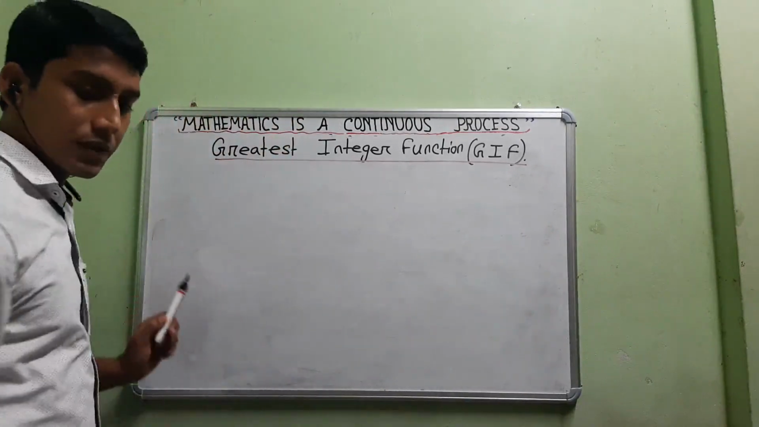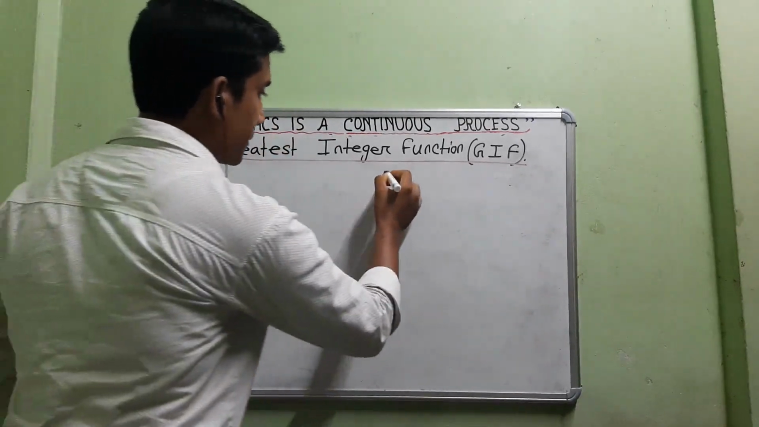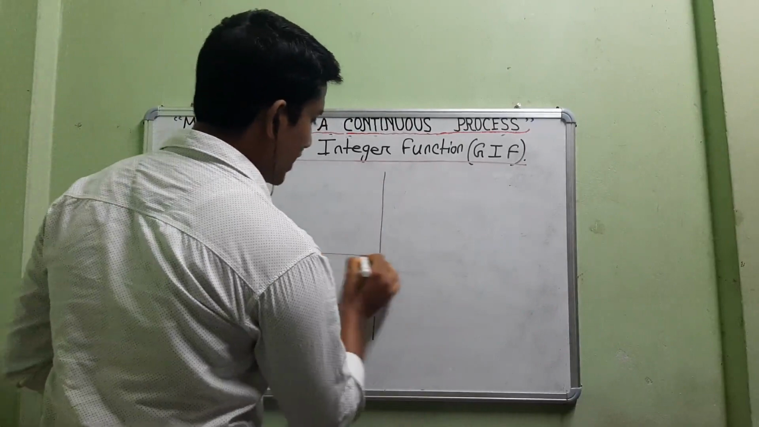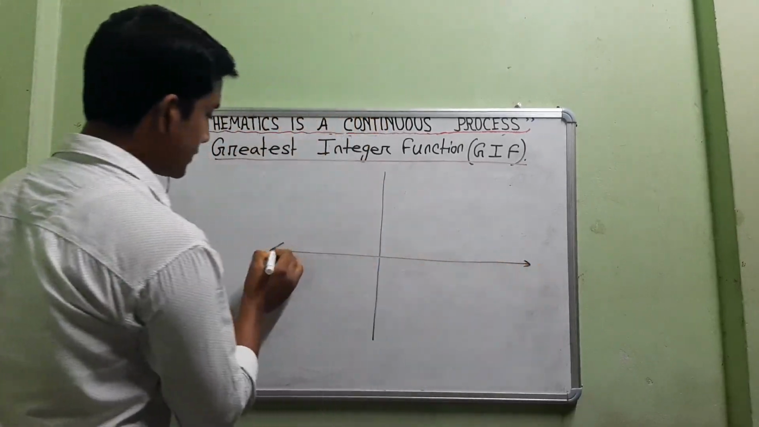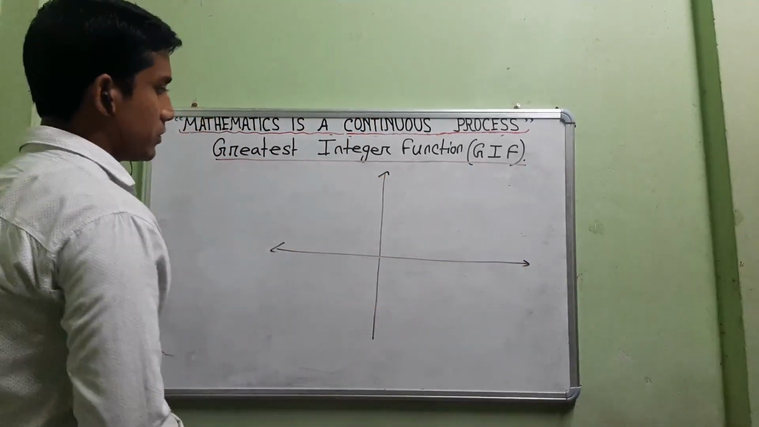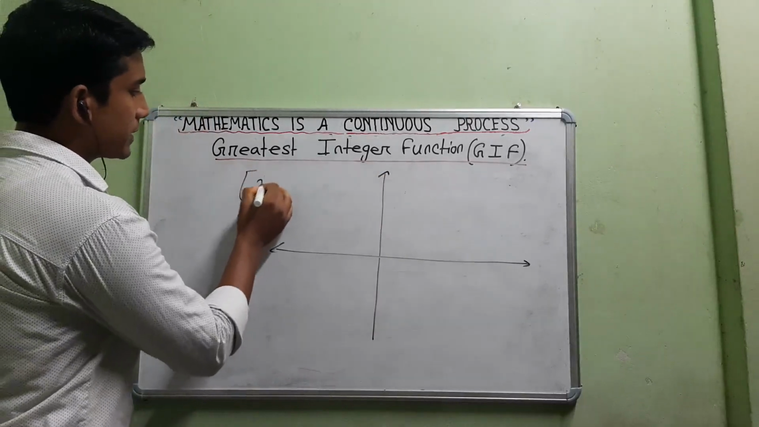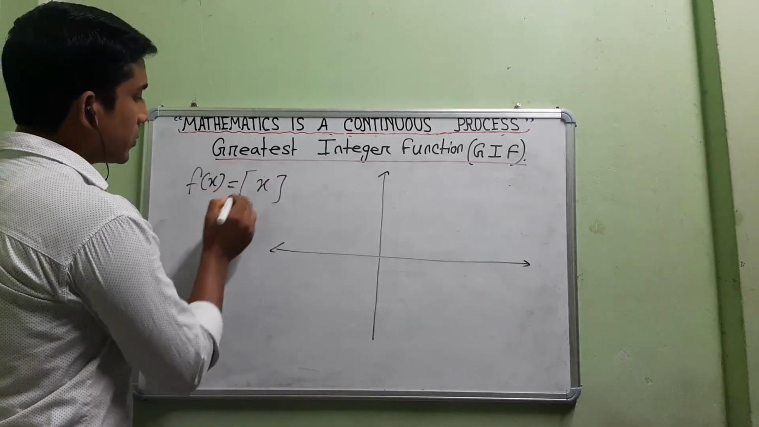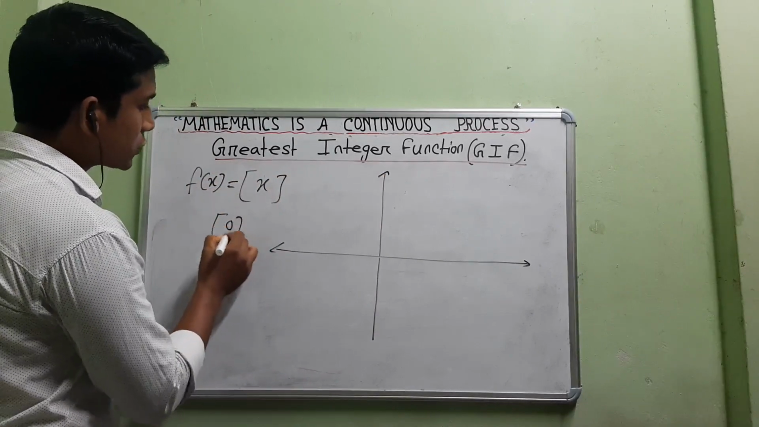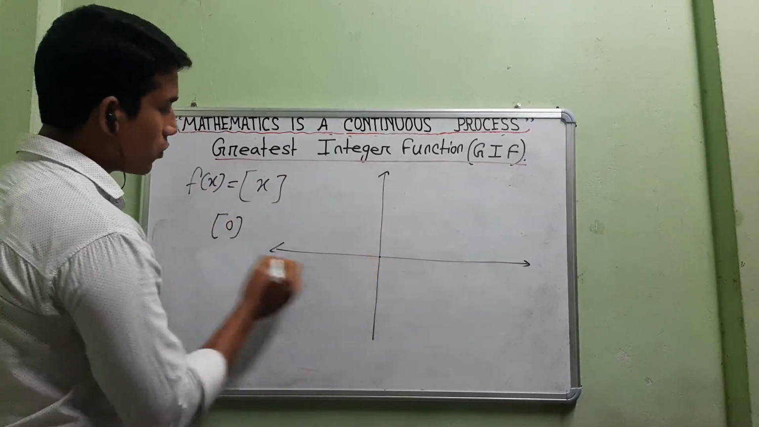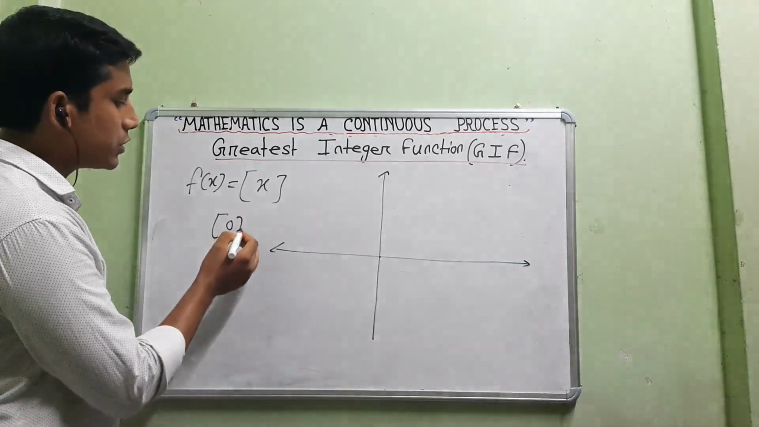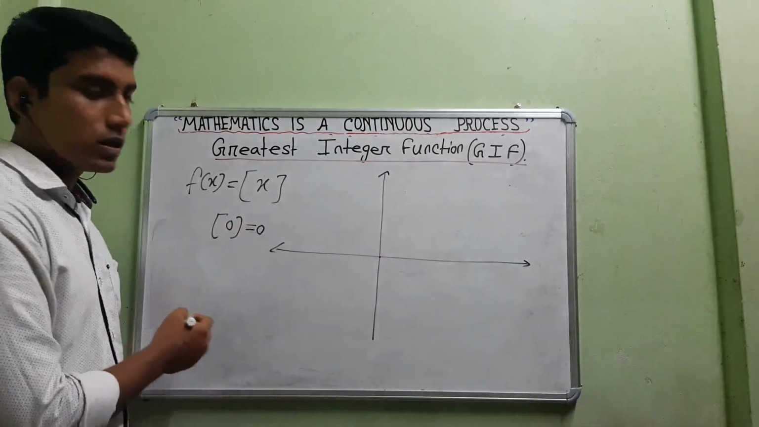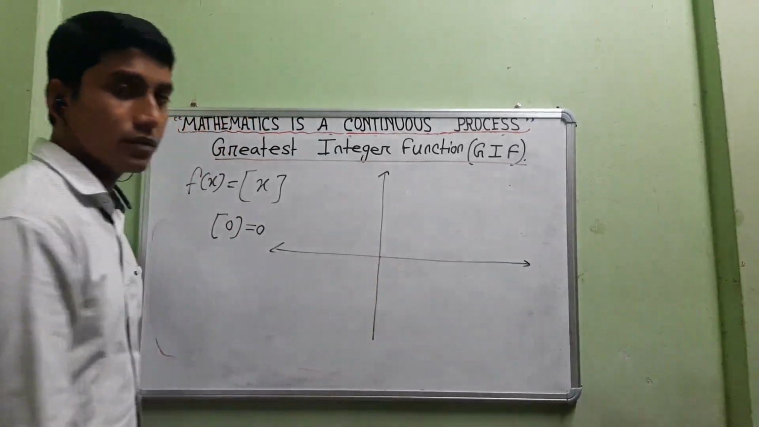So the graph is like this. You see, very interesting graph. So as we know, f(x) equal to box x. So can you tell me what would be box of 0? That means we are supposed to put 0 first, no? What would be box of 0? Obviously 0 is an integer, so it will be equal to 0. That means the point will be here only.